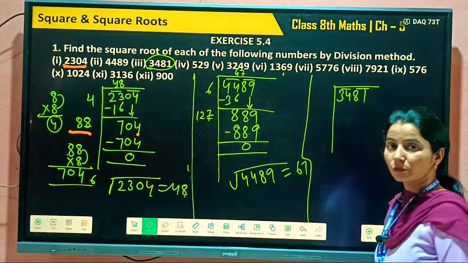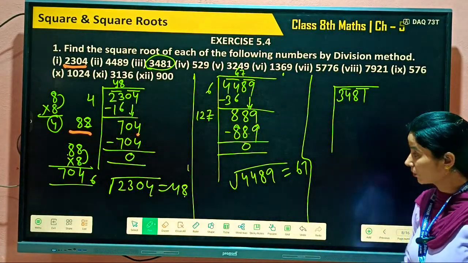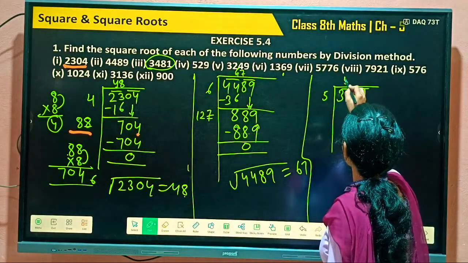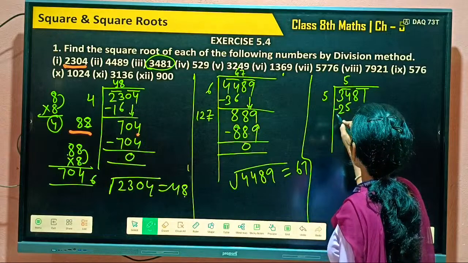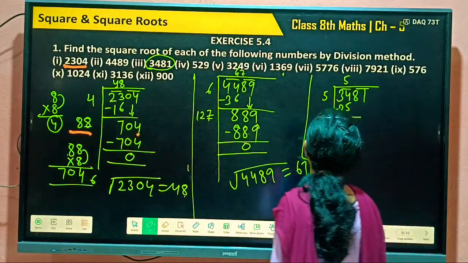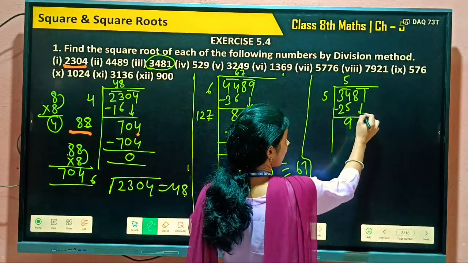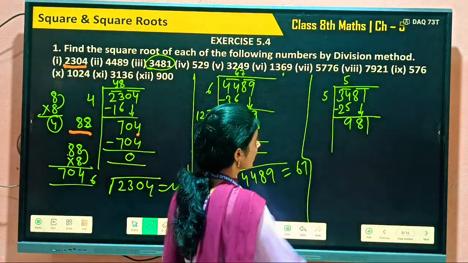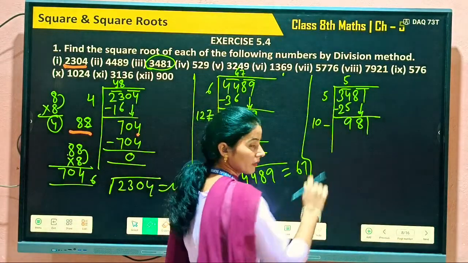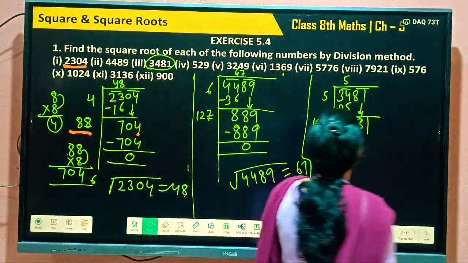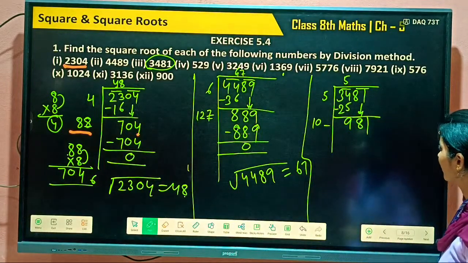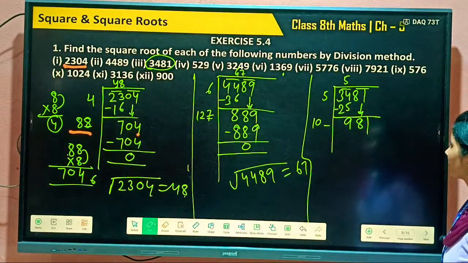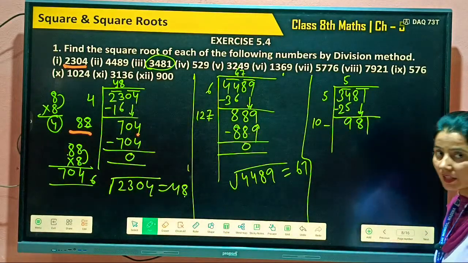6 6s are 36 will be more than 34. Then 5 5s are 25. 34 minus 25, 9. Then carry down the next pair, it is 81. Double of this quotient is 10. Enter this with leaving one blank. Okay, let us think about a digit whose multiplication with this complete number will be equal to 981 or less than 981.